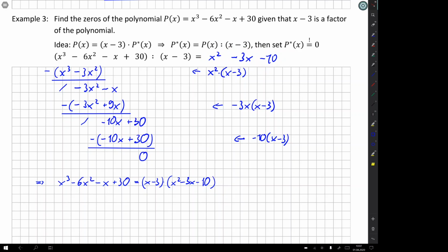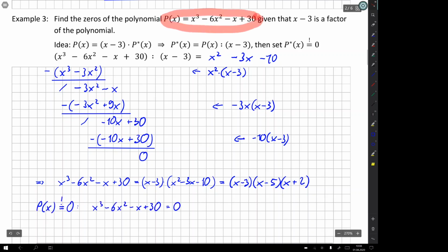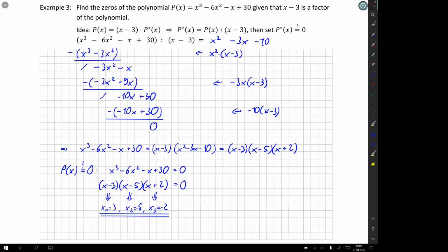And now we can factorize the second bracket and we find this result here. Our task is to find the zeros of this polynomial. So we set the polynomial equal to 0, inserting the expression for it, and now replacing it by this expression. We find now the results 3, 5, and minus 2 for the zeros. Obviously, normally, once you found this, you will write down the zeros immediately without doing this intermediate step. This is just for completeness here.